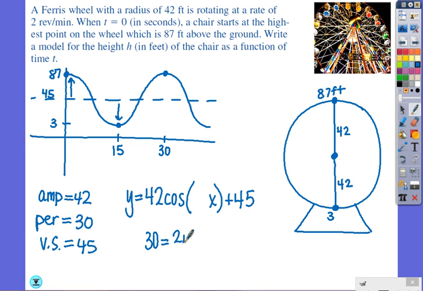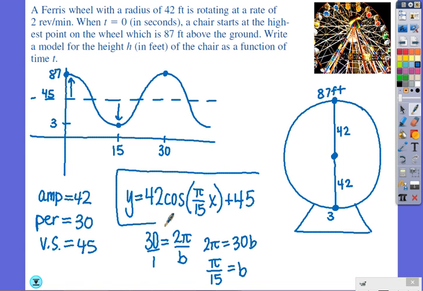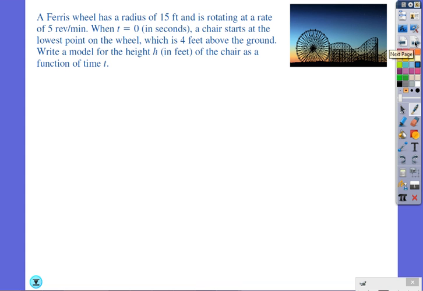30 is our period this time. What would B have to be? Pi over 15. And there we go. I want you guys just to give the last one a try. So if you could just pause me, work together, see if you could come up with it, and I'll give you the answer.